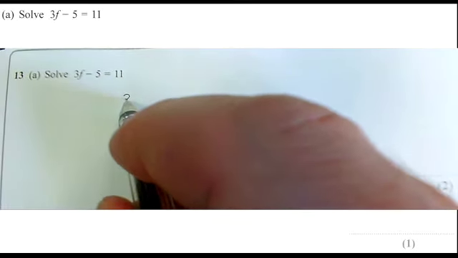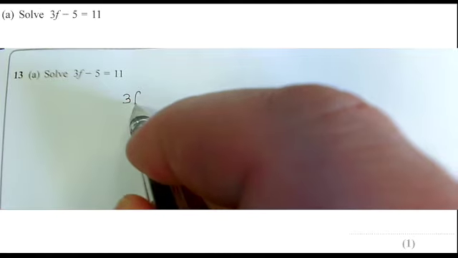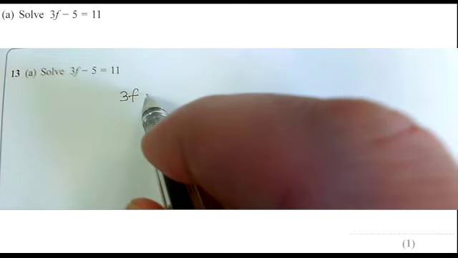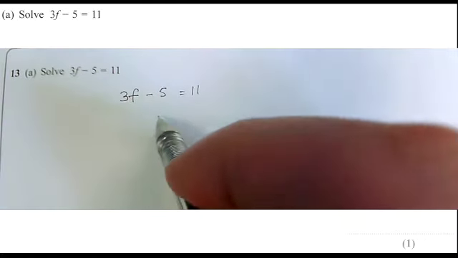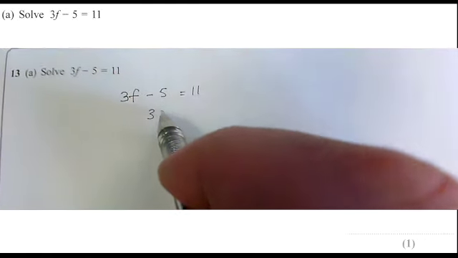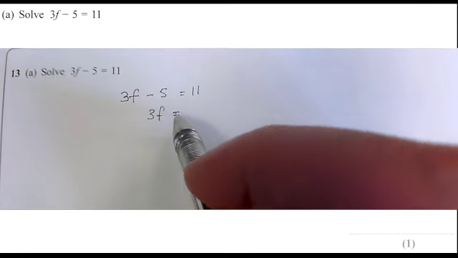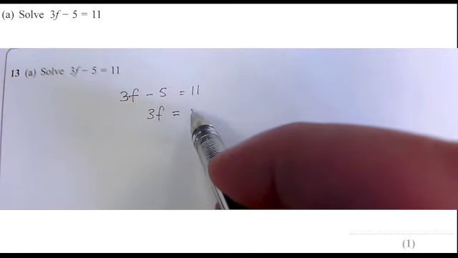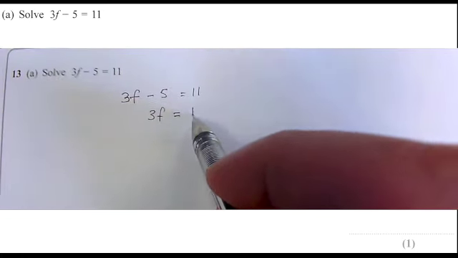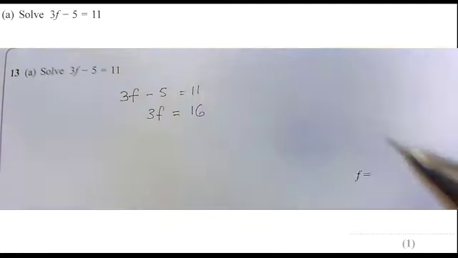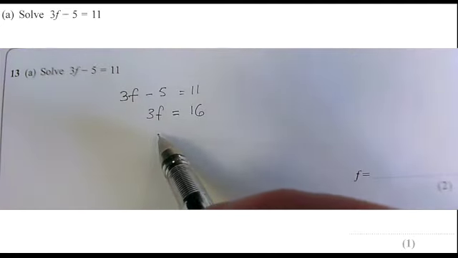If I add 5 to both sides, I'm going to have 3f on one side and 16 on the other. I'm going to do that first because I want to have f's on one side and numbers on the other. Okay, so there we have it, letters on one side, numbers on the other. Of course I don't want 3f, I want just f by itself. So how do I get rid of that 3? I must divide both sides by 3.